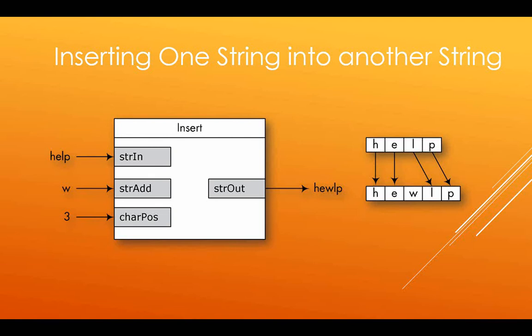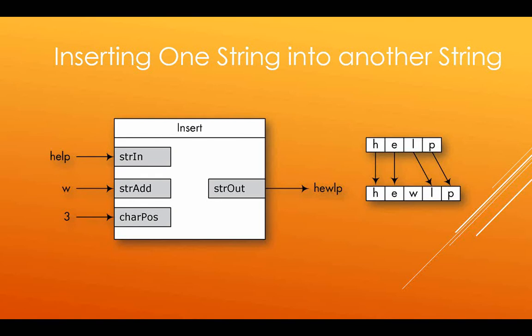So we have our 3 input variables here, and our output. Our input variable we call string in is help. We're going to add a string called w at character position 3, and then our output will be hewlp. So we'll go to position 3 and put the w in and bump the L and the P up. There you can see it's done an insert.